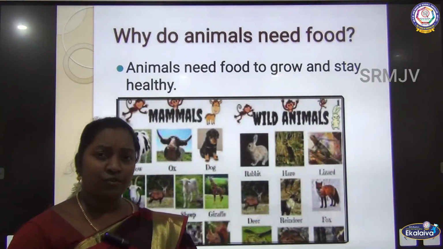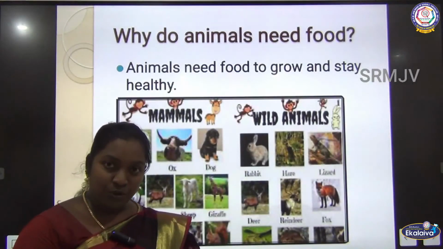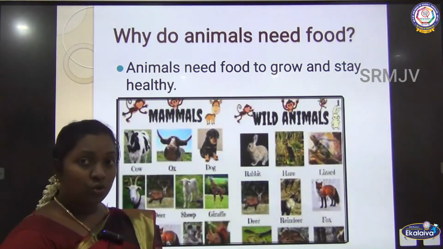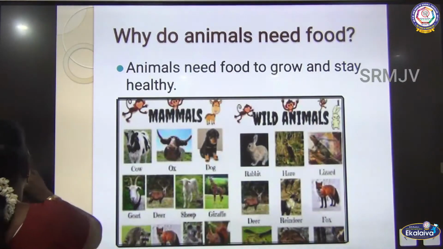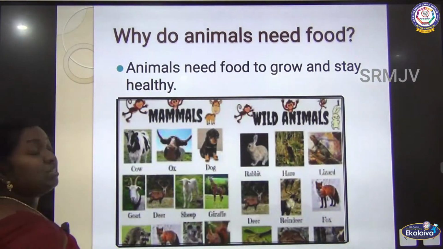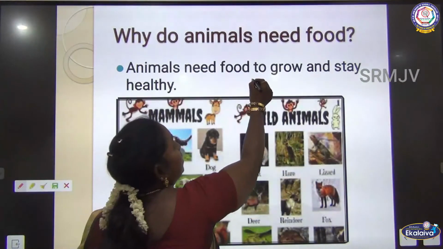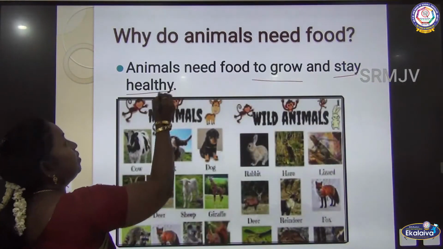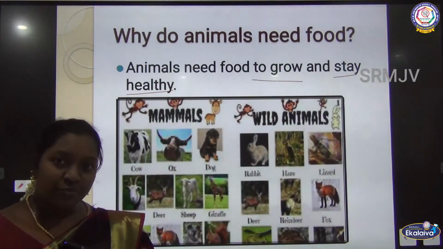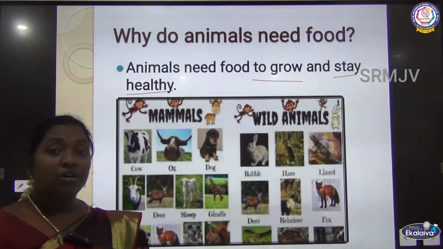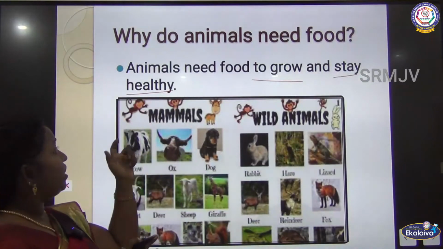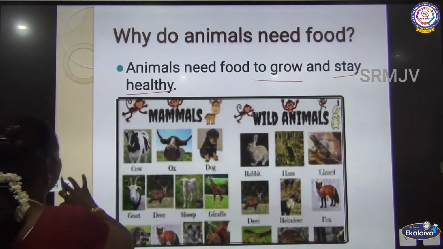So different animal, different food. Why does it need food? Food is very important to the animals also. Only then can they grow and stay healthy. So why do they need it, no? Animals need food to grow and to stay healthy. For this purpose, the animals need food. Okay. At the same time, I told you the words stay healthy. Can you guess with this?